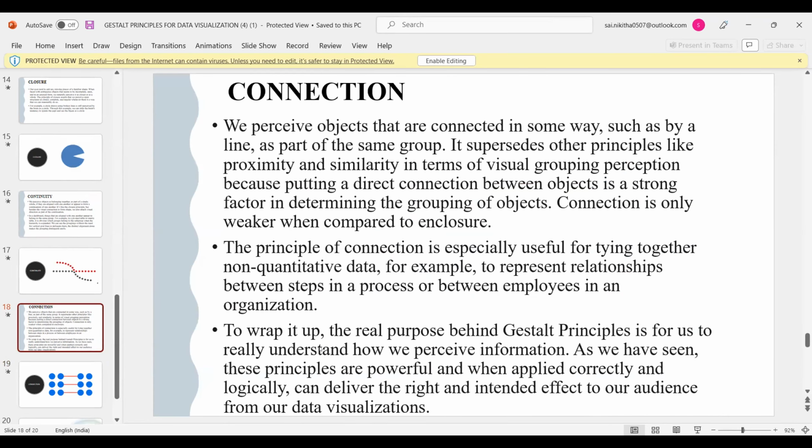And the conclusion is, the real purpose behind Gestalt principles is that we really understand how we perceive information. As we have seen, these principles are powerful, and when applied correctly and logically, can deliver the right and intended effect to our audience from our data visualization. Overall, Gestalt principles will help us understand how our brain will see. If you want to do data visualization, Gestalt principles are definitely applied.